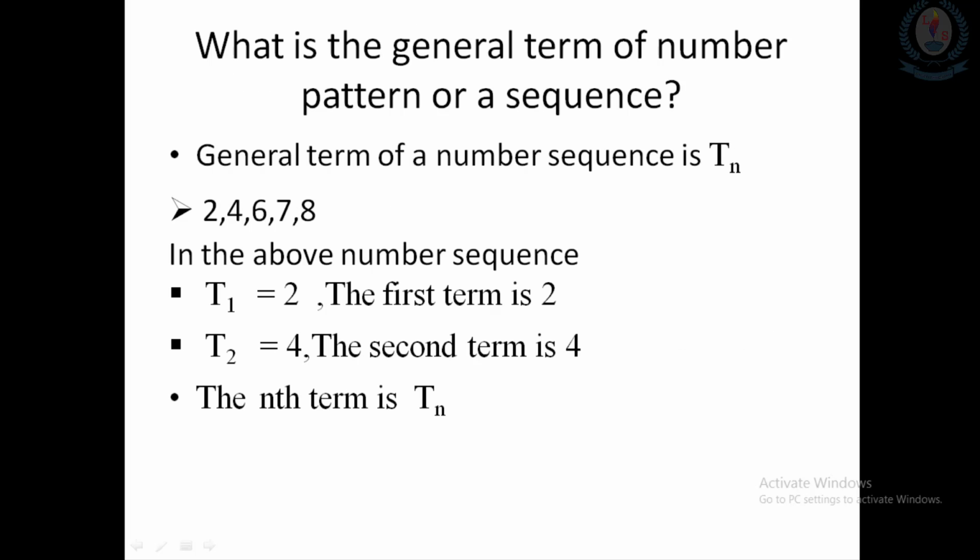What is the general term of a number pattern or a sequence? The general term of a number sequence is Tn. Tn means the nth term. 2, 4, 6, 8. In the above number sequence, the first term is T1. T1 is 2. The second term is T2. T2 is 4. The third term is T3. T3 is 6. The nth term is Tn.